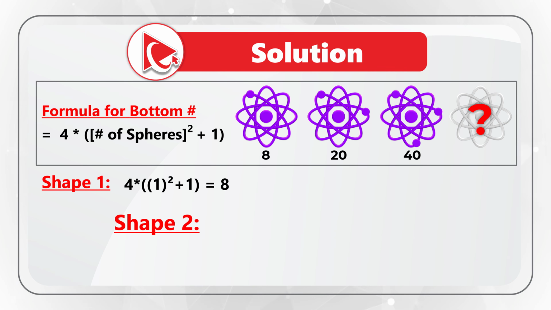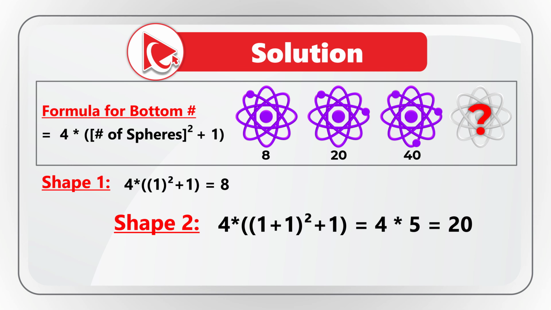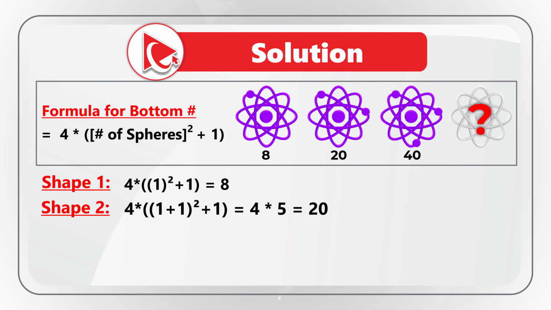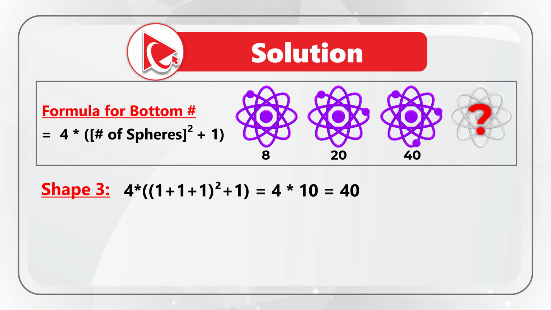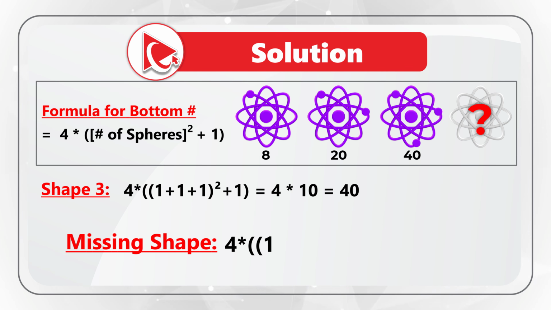For the second shape, 4 multiplied by (2 squared) plus 1, which is 2 squared, which equals 4, plus 1 equals 5, 4 multiplied by 5 equals 20. For the third shape, we need to multiply 4 by (3 squared plus 1) equals 4 multiplied by 10 equals 40. So to calculate the bottom number for the missing shape, we need to multiply 4 by (4 squared plus 1) equals 4 multiplied by 16 plus 1, 4 multiplied by 17 equals 68.